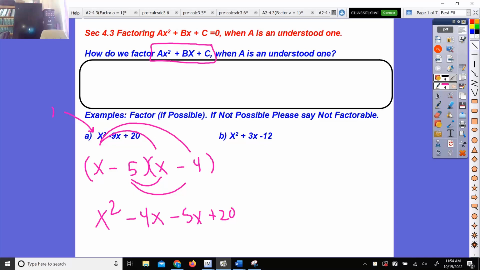Anyways, if I was to put all that together, would I get the original trinomial? Understand what I mean when I said trinomial? It's trinomial. Three pieces. So all we really did is we thought about factors of this guy that added to that guy. So it's factors of C, the constant, that add to the middle term, B.